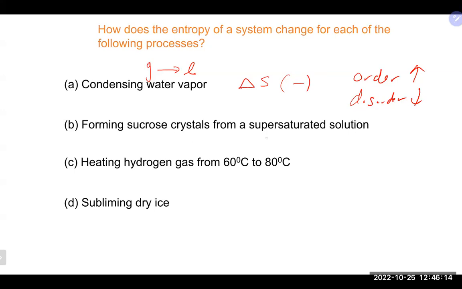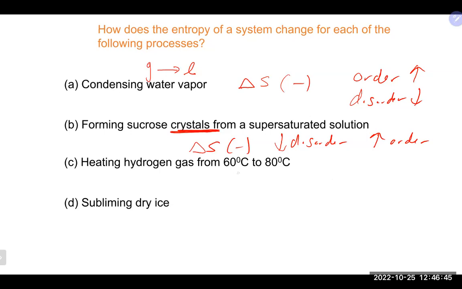Forming a sucrose crystal from a supersaturated solution. The key word here is crystal. A crystal is a solid, which is probably very well organized. That also would decrease the disorder, right? It would also obviously increase the order. And that means that the delta S here would become a negative value. So again, as order increases, delta S becomes negative.